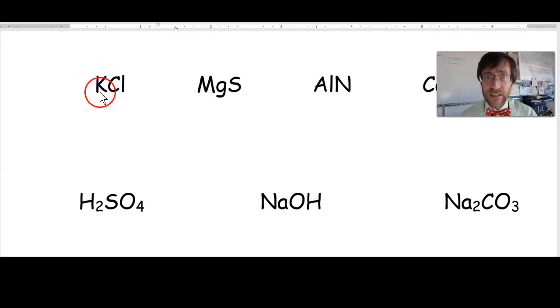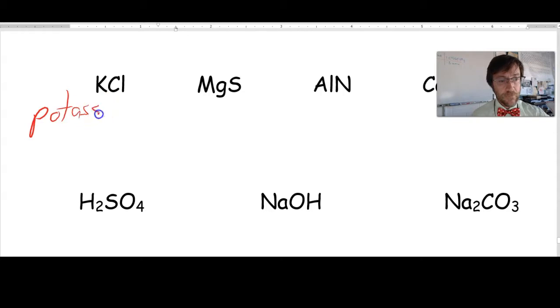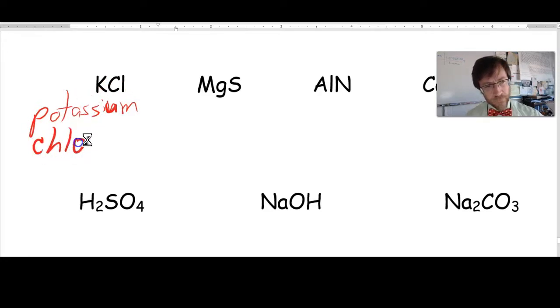K is potassium. It's a metal. So the first thing I'm going to do, I look at my reference table, and potassium is a metal with only one charge, so I'm just going to say potassium. And then since it's chlorine, I'm going to end it with ide. So we end chlorine with ide in a two-beat kind of thing. So it's not chlorine-ide, it's chloride. So this is potassium chloride. Nice.